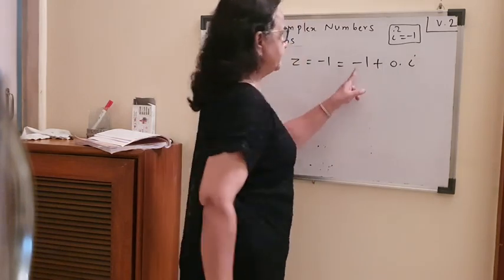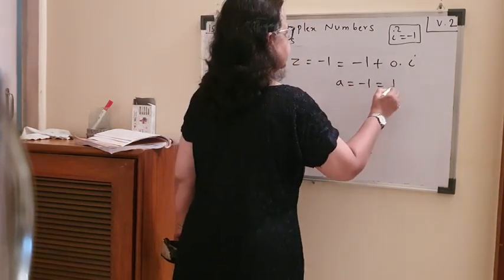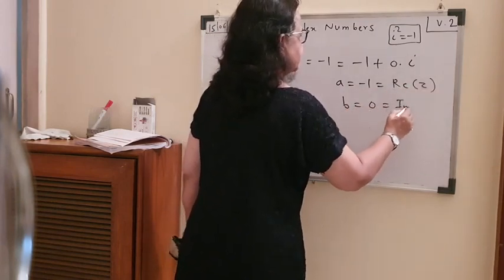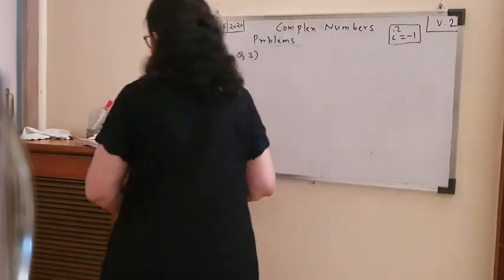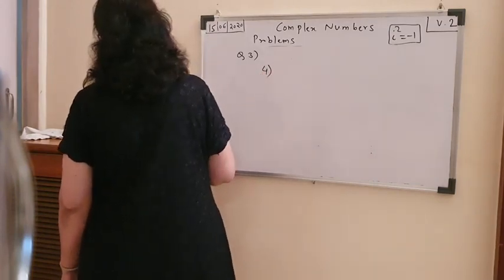So this is of the type a plus ib. So a value minus 1, which is real part of z. b value is 0, which is imaginary part of z. And both are real numbers. Okay, let's do one more. So number 4, the fourth one.